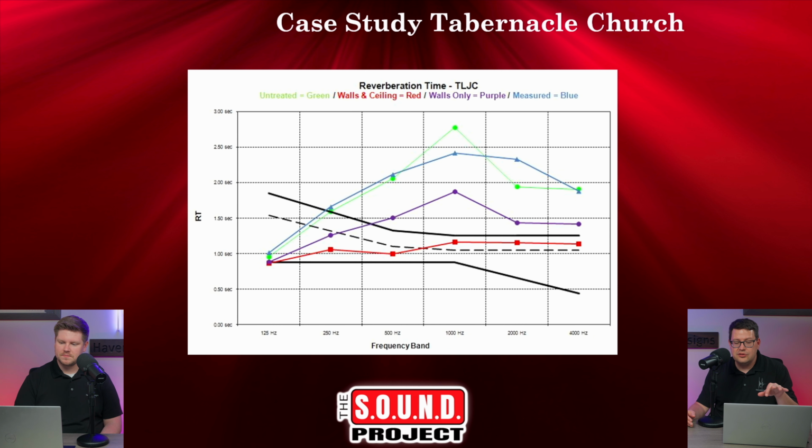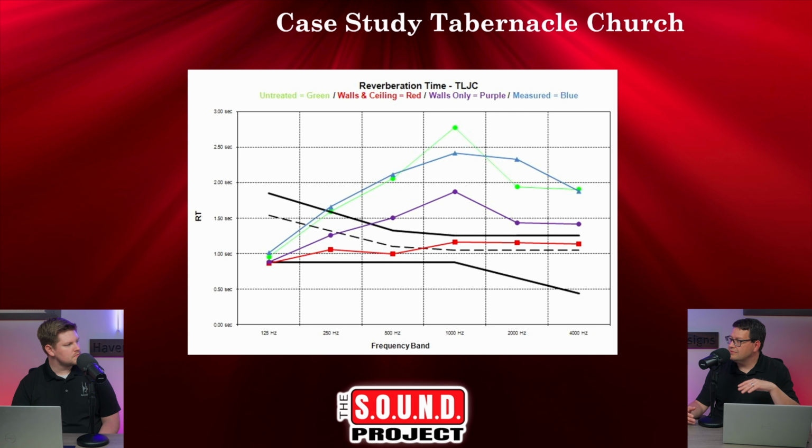Yep. Now at 1,000 and 2,000, it gets a little off, and I attribute that to the fact that they had some kind of area rugs and some furniture in there that I don't have actual acoustical data for. Right. And so I'm trying to make my best guess, and so I think that's what threw those off a little bit. But then it comes back to being overlaid at 4,000 too.